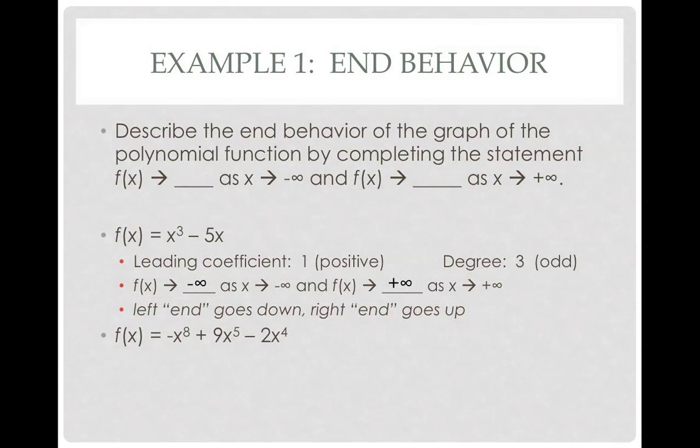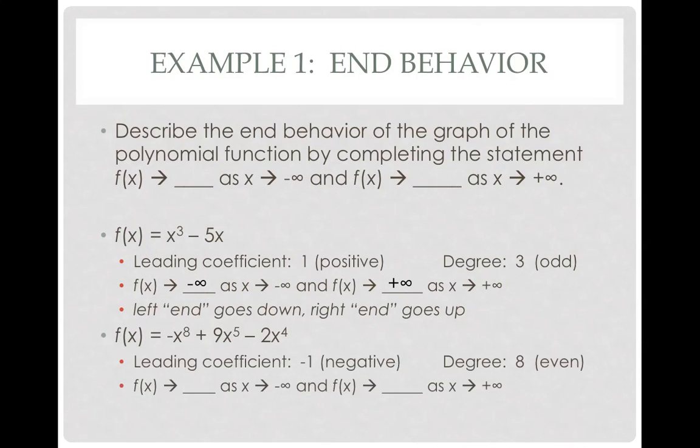In my second example, if I identify my leading coefficient and my degree, I have a leading coefficient of -1 this time, so that's negative, and a degree of 8, which is going to be even. So this time, both of my ends are going to go down. So f of x is going to go to negative infinity on the left side, and f of x is going to go to negative infinity on the right side.